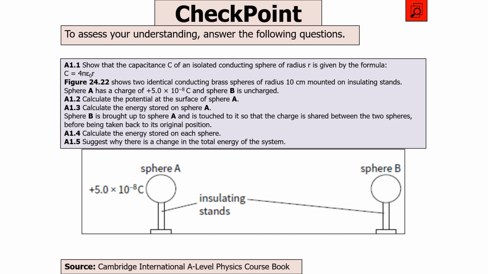Sphere B is brought up to sphere A and is touched so that the charge is shared between the two spheres before being taken back to its original position. Calculate the energy stored in each sphere and then suggest why there is a change in the total energy of the system. So pause the video now, then unpause the video when you want to go through your answer.